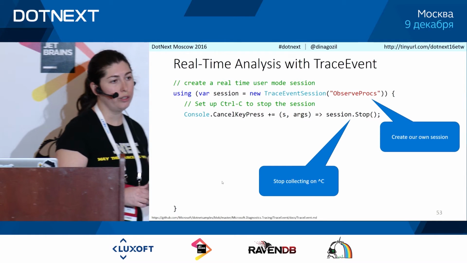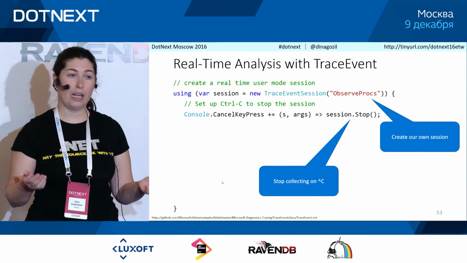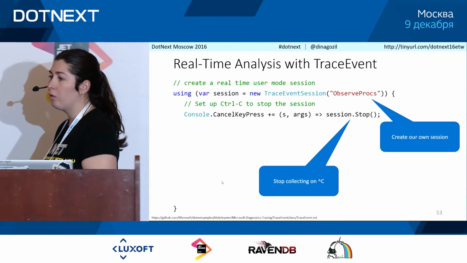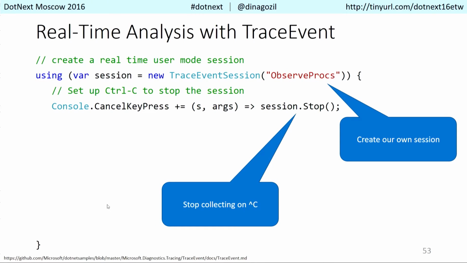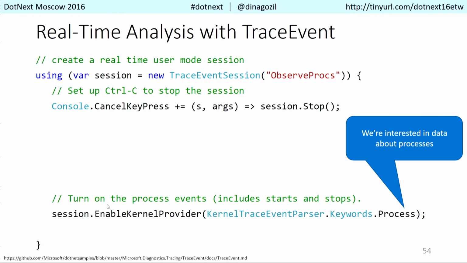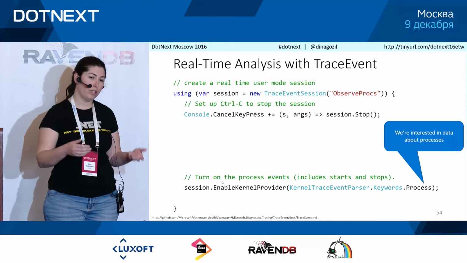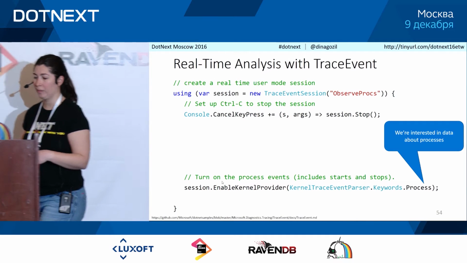The first thing we're going to do is define a session, because as we know, that's how ETW works. And I'm going to register on the cancel key to stop collecting. Again, because we need to stop sometime. Now, in this specific case, since we're interested in processes that start on our system, we need to get the data from the kernel provider, specifically with the process keyword, because that's where the information lies.